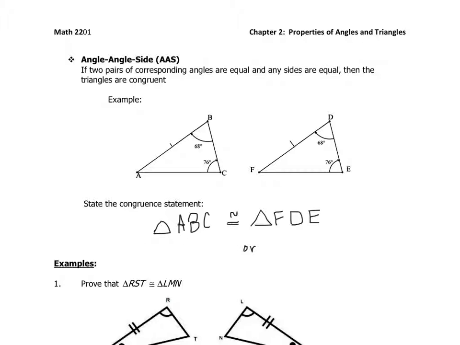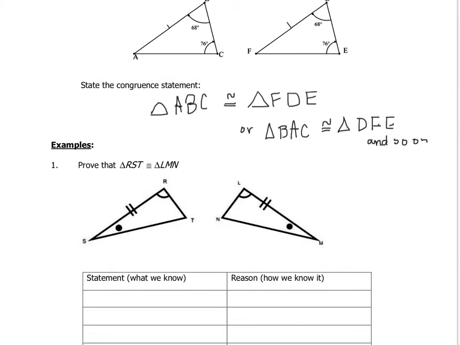Now you could say that in a bunch of different ways, it doesn't have to be that way. It could be, say for example, triangle BAC. And if I said BAC, the other one would have to be listed in the order. B matches with D, A matches with F, and C matches with E, and so on. So like I said, there's more than one way of stating it, so long as the angles and sides match up the way they correspond.